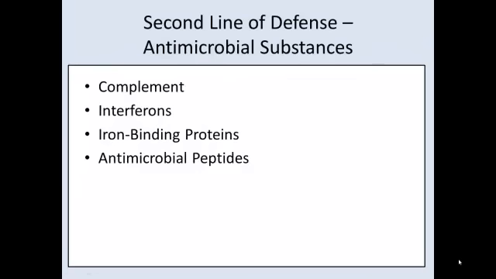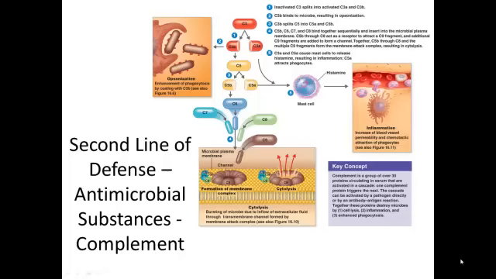Now we're going to talk about antimicrobial substances that function in this second line of defense. We're going to talk about complement, interferons, iron binding proteins that humans produce, and antimicrobial peptides. Let's talk about complement. This figure actually has more information than I want you to know. I mainly want you to know what the goals of complement are and how they're caused.